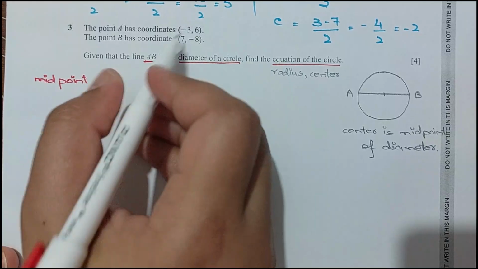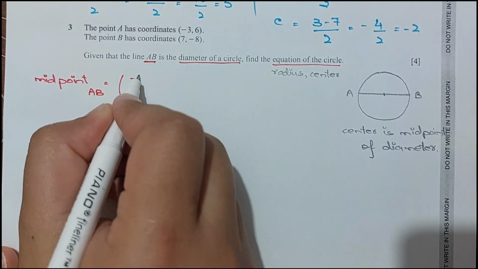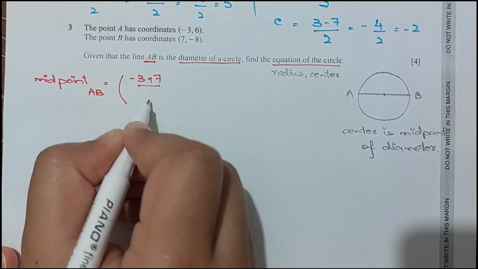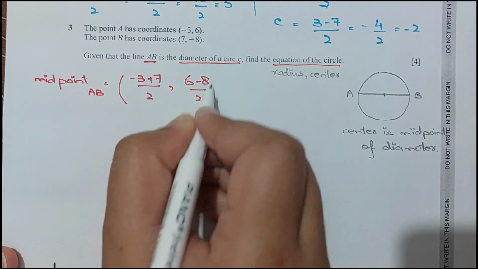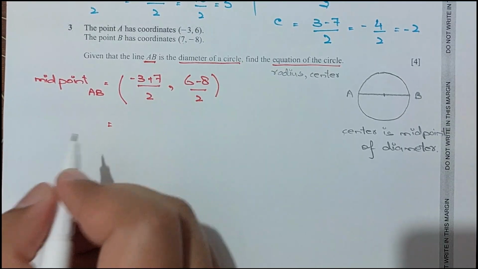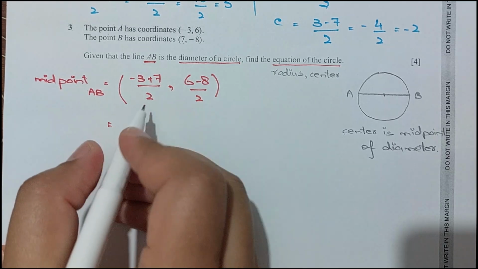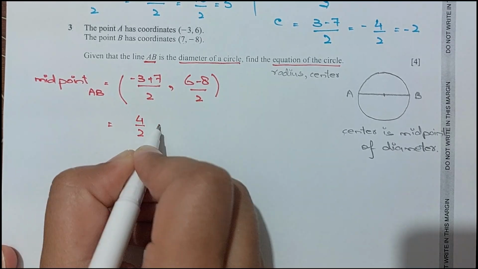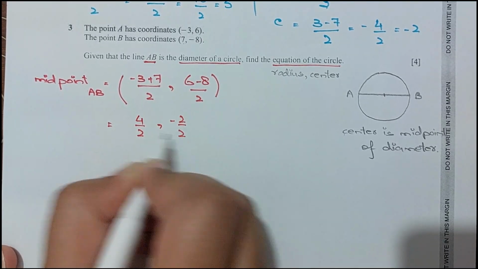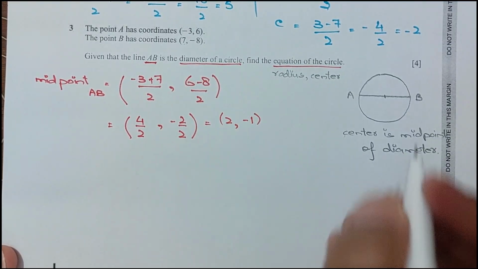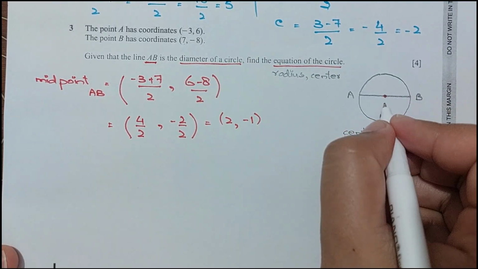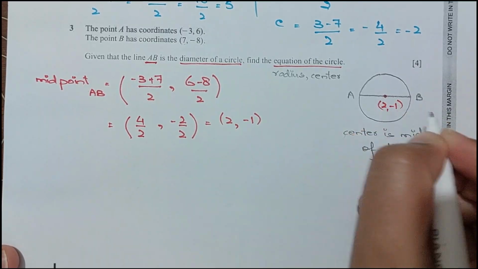Adding the x components, which is minus 3 and 7, divided by 2, and adding the y components, 6 minus 8, divided by 2. This would be 4 over 2 and here negative 2 over 2. 2 times 2 is 4 and 2 times 1 is 2. So the center is 2 and minus 1. We are done with the center.